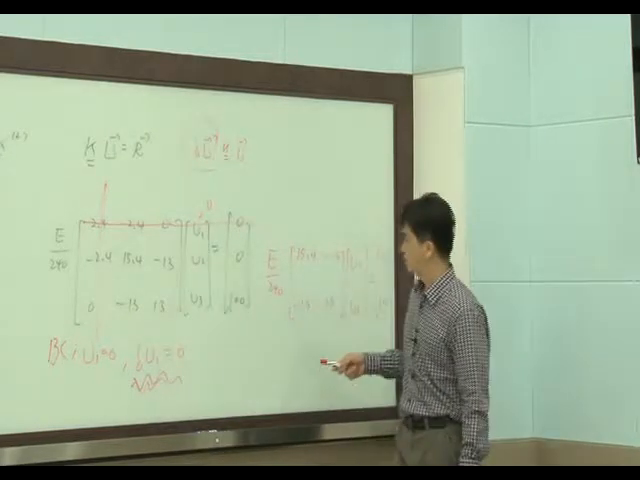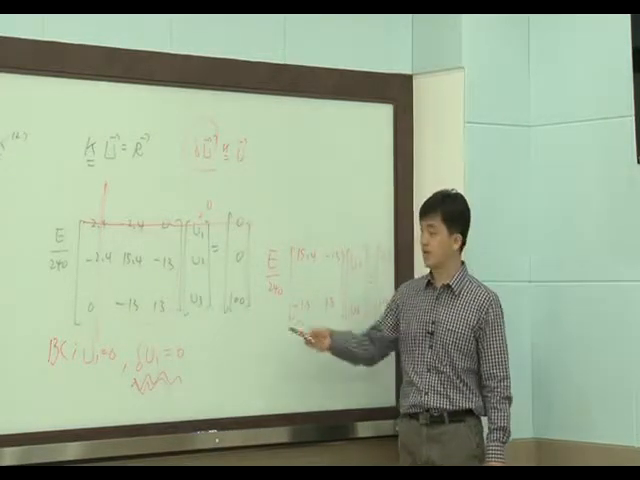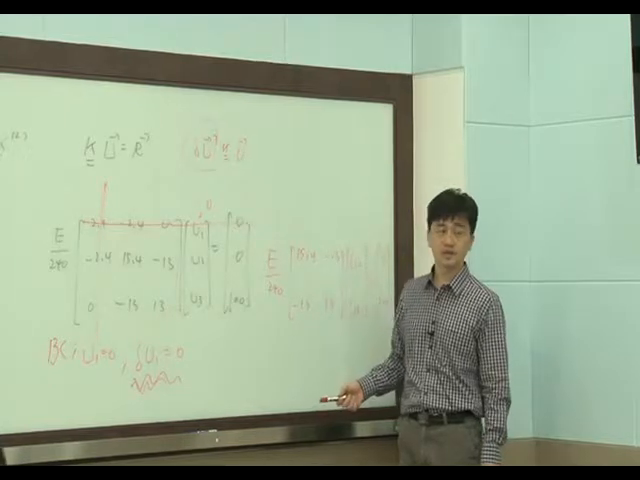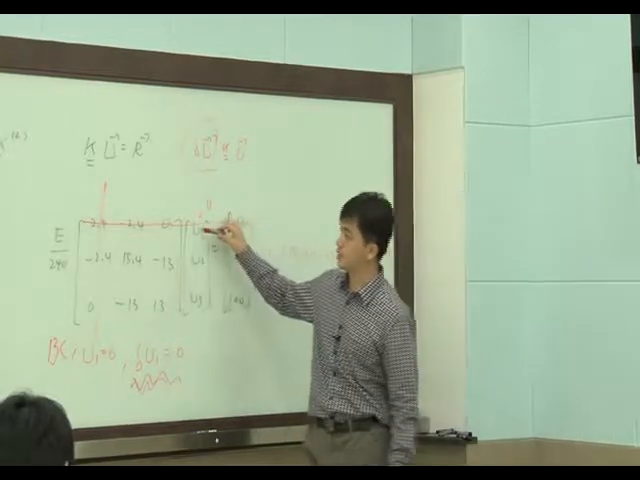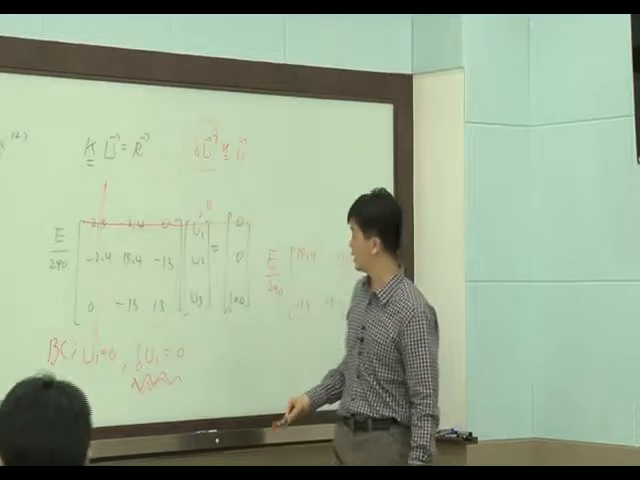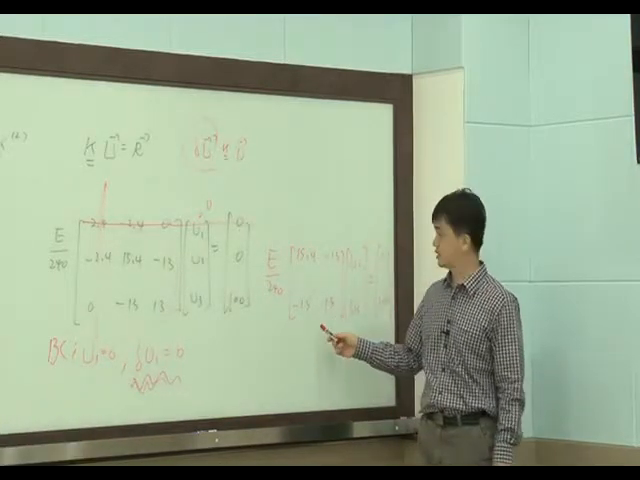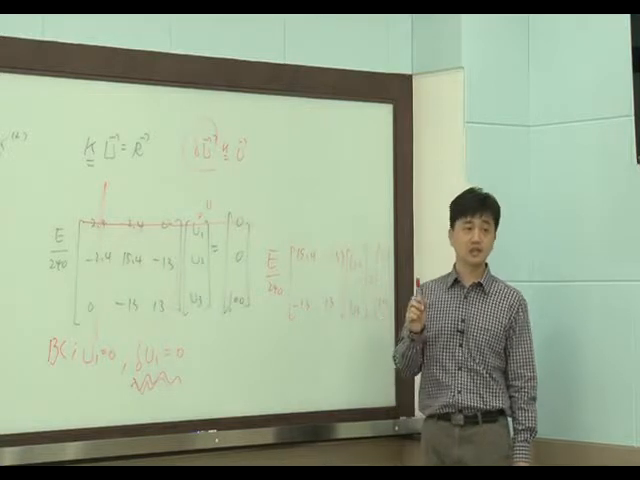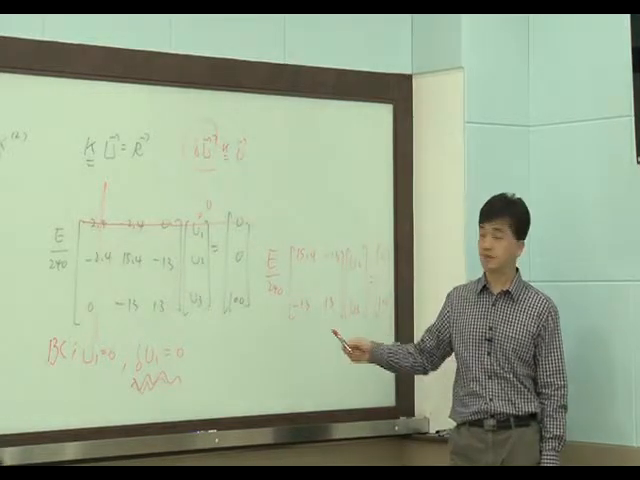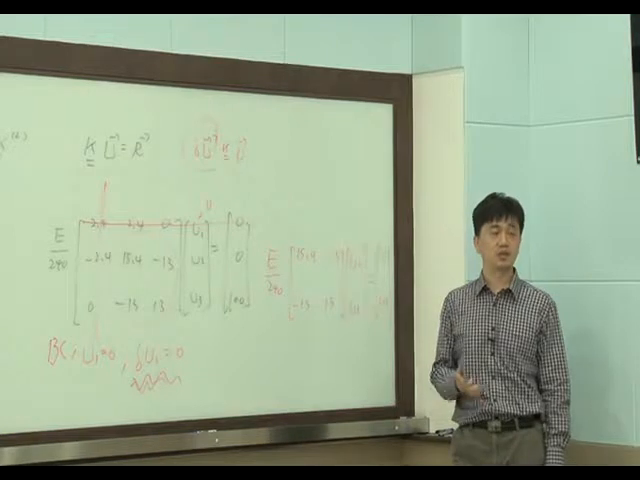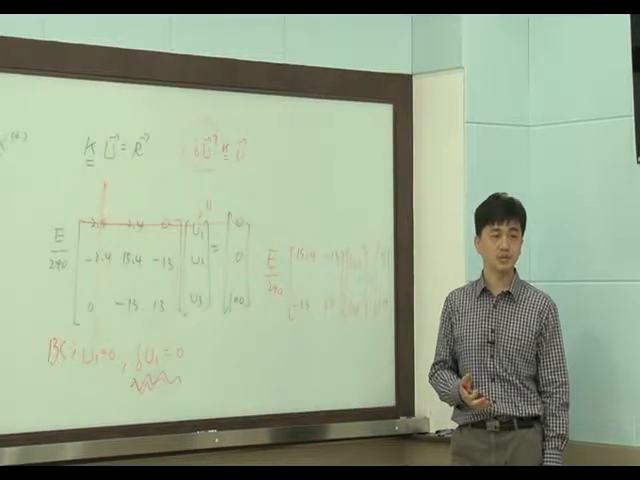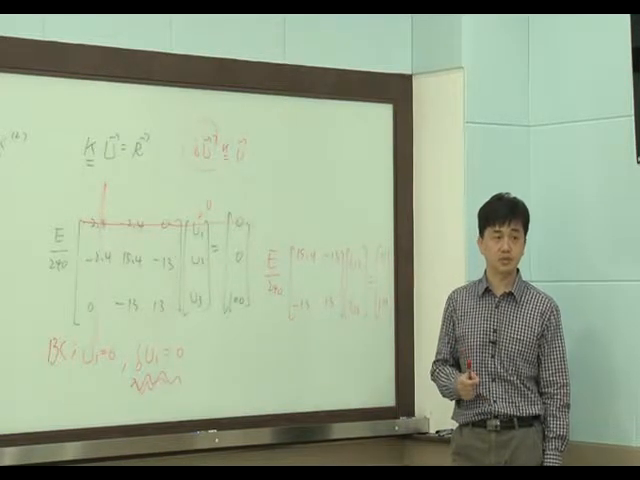But once we apply the boundary condition, so just simply deleting these two lines, we can have this equation, and this stiffness matrix is not singular. This matrix has an inverse matrix, so we can solve. This procedure is very important, okay?